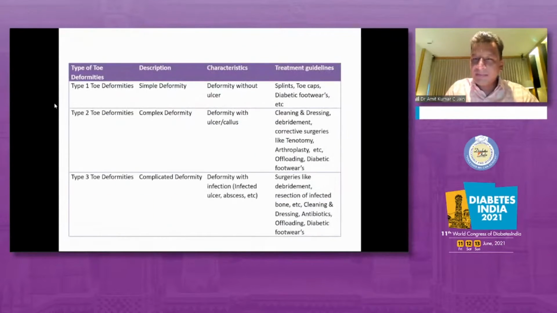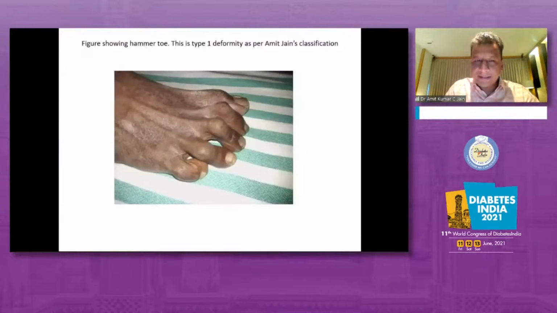We gave a simple algorithm that for type 1 toe deformities, please do not operate on diabetic foot. Use splints, toe caps, and diabetic footwear. And if you have a complex deformity of the toe where there is an ulcer, in such cases, do cleaning and dressing, corrective surgeries like tenotomy, arthroplasty, offloading, and footwear. And we made our protocol very clear that only type 2 or type 3 needs to be operated and not type 1. Type 3 consists of any form of infection where you need to do debridement, resection of infected bone, followed by antibiotics.